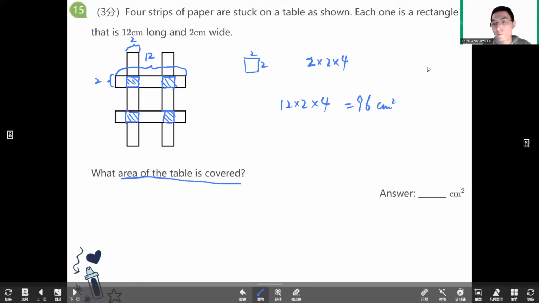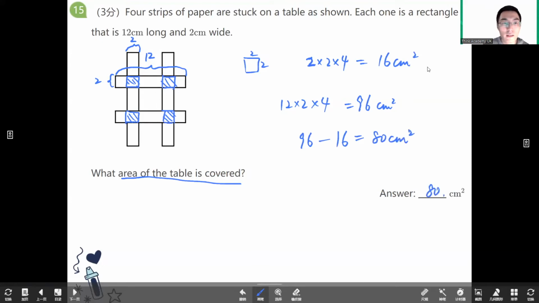If students give us 96, that will be the classic error of repetition. You're counting more than you should. The error of omission is counting less than you should. So 2 times 2 times 4 is 16 centimeters squared. So 96 is when we are including the 4 overlapping parts. Take away the 4 overlapping parts, 16, once, and that will give us the correct answer, 80 centimeters squared.